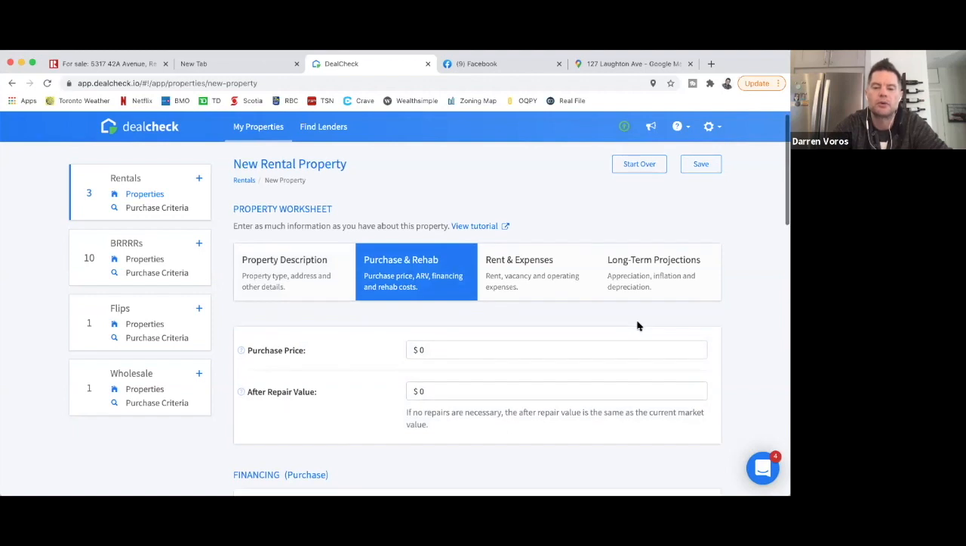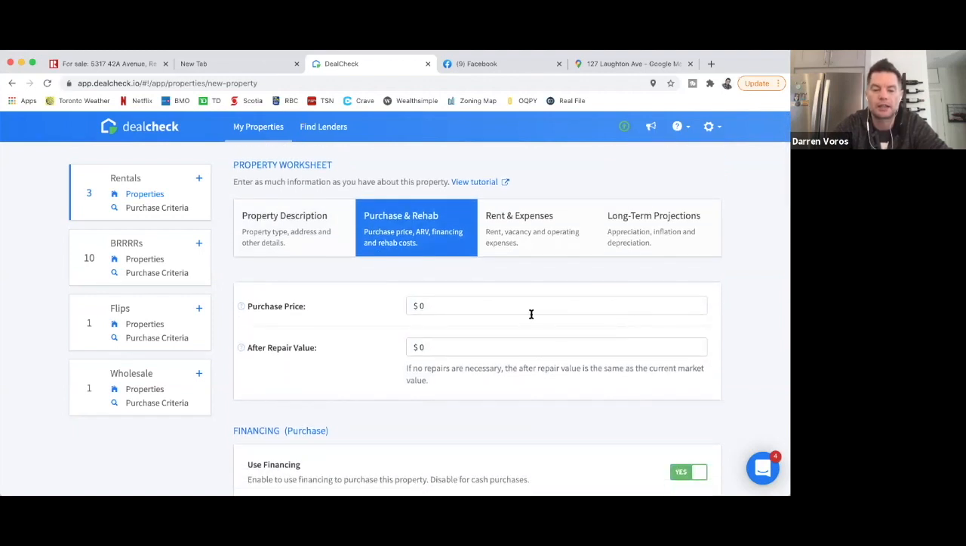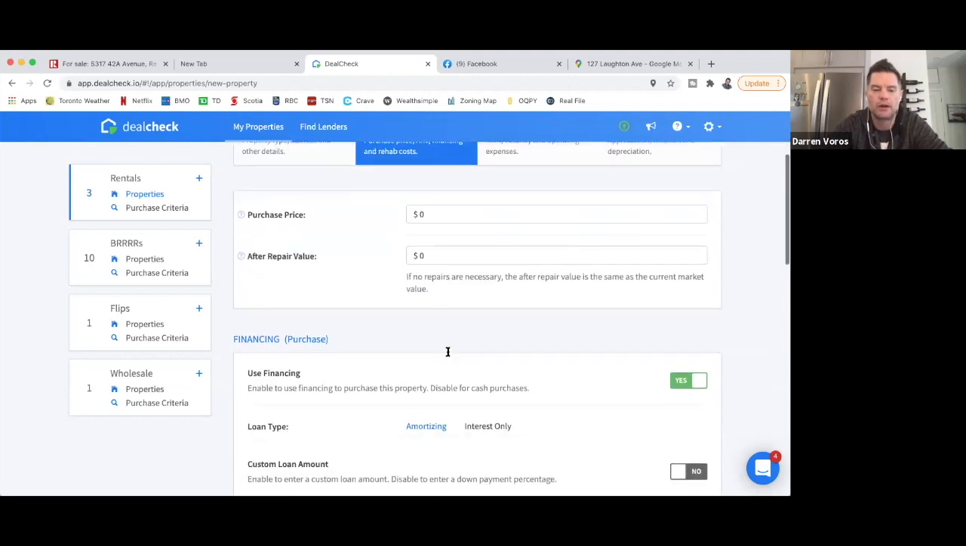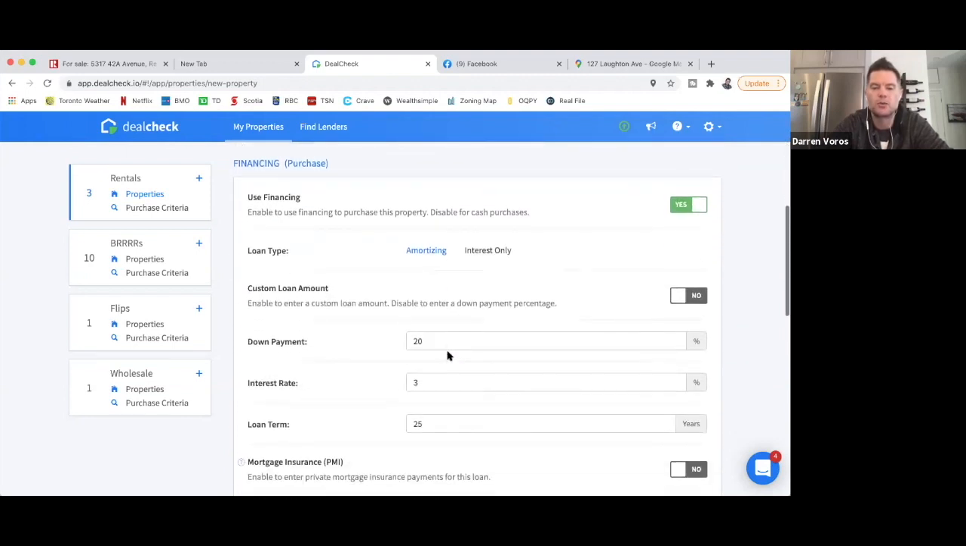So now we don't know the purchase price yet. We're going to come back to the purchase price, and we're just doing a rental. So we don't need the after repair value. Financing. So let's assume we're going to finance this property. Commercial financing is generally what percentage down payment?